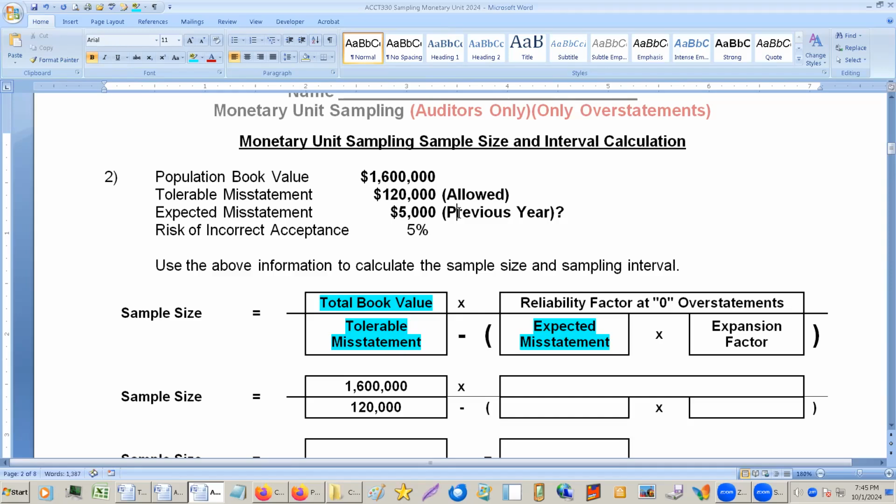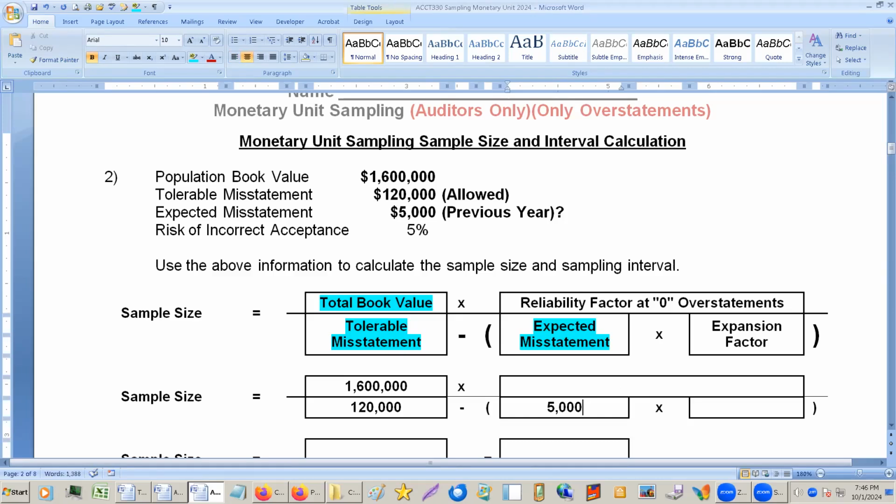How do you come up with the expected misstatement? If this is a second time you did the audit or more, previous years is a good one to use. 5,000.